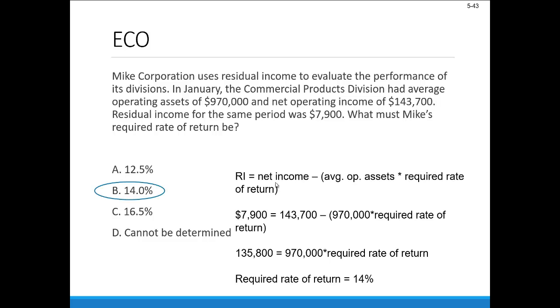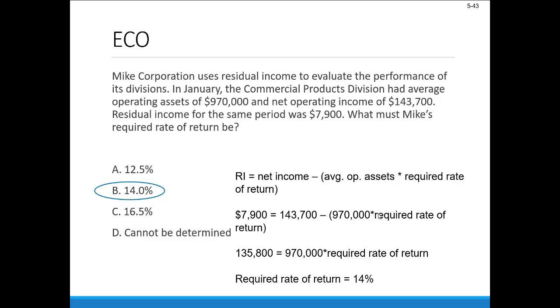So we know that residual income is the net income earned minus that capital charge, so the average operating assets times the required rate of return. In this case, we know residual income is positive $7,900. So that would be equal to the net income of $143,700 minus whatever that required rate of return is on the assets of $970,000. Simplifying a little, that gives us $135,800 on this side is equal to $970,000 times that required rate of return. Divide both sides by the $970,000 and we get a required rate of return of 14%.